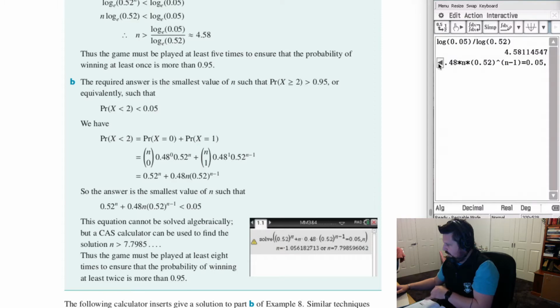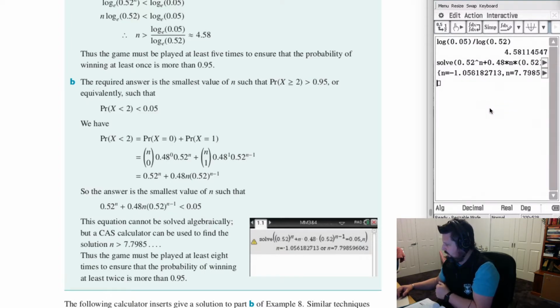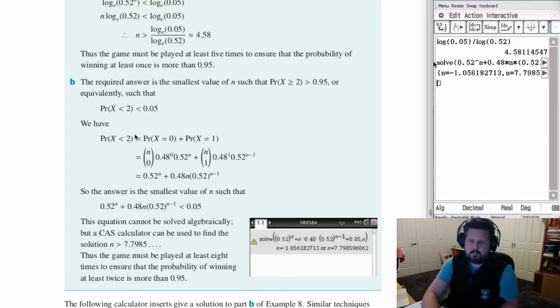Remember, you need to put a comma in here and tell the solve function what variable you want to solve, and it's n in this particular case. We're going to close that bracket and run that. It says more than one solution may exist. In this case, it's saying n could be equal to negative 1 point something. Remember, it has to be a positive number of games that were played. So the first positive value here is 7.7985 as indicated. So therefore we would say they'd have to play at least 8 times to ensure that the probability of winning at least twice is more than 0.95.